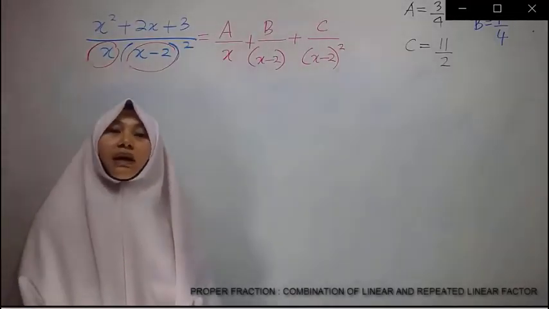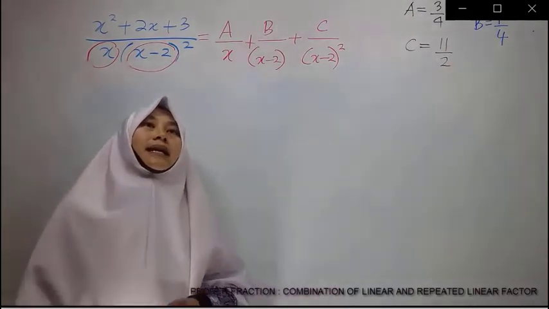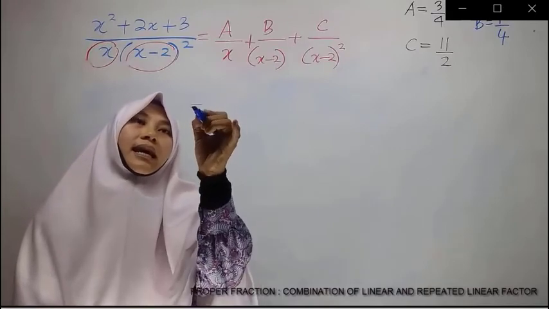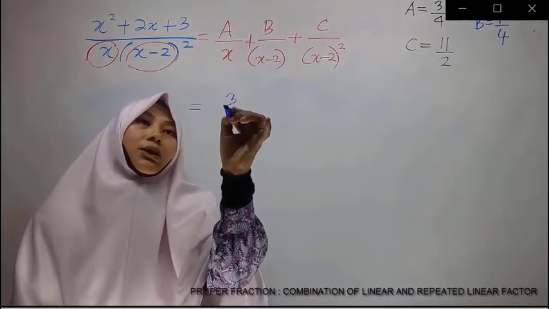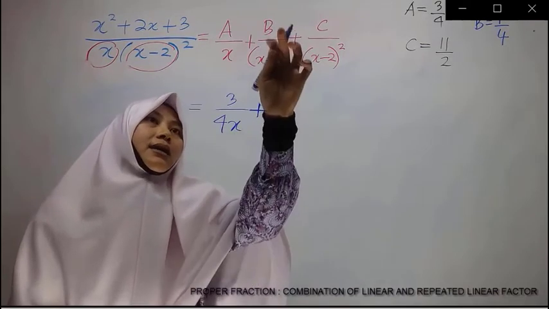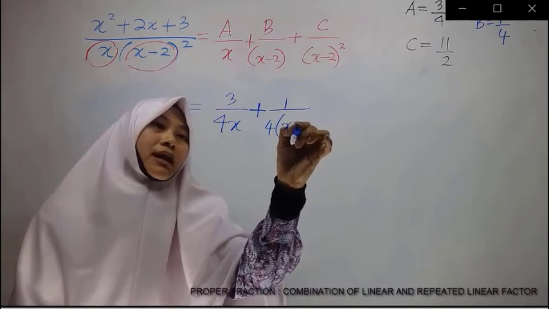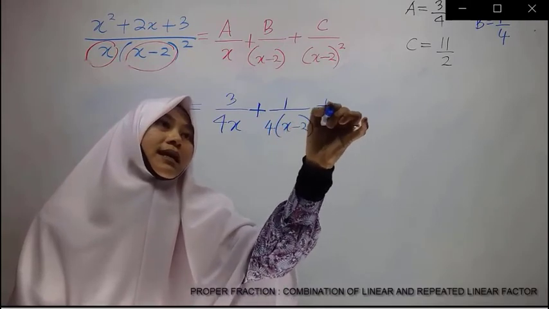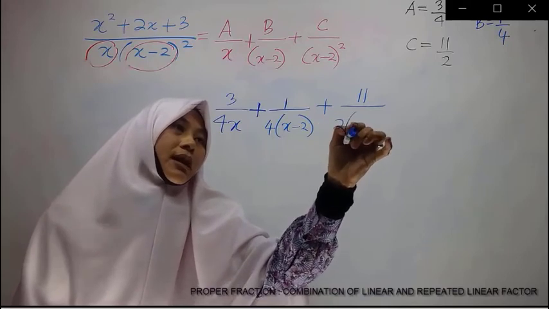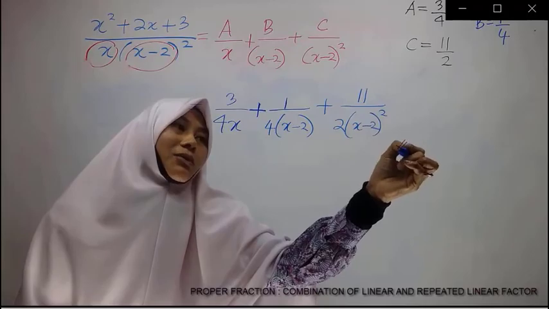After we have calculated the values of A, B, and C, now return to the partial fraction. Just write down A equals 3 over 4x plus B, 1 over 4 times (x minus 2) plus C, 11 over 2 times (x minus 2) squared. Now this is our answer.